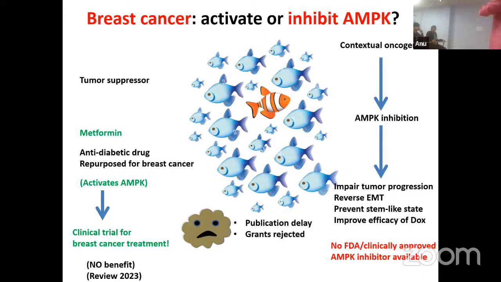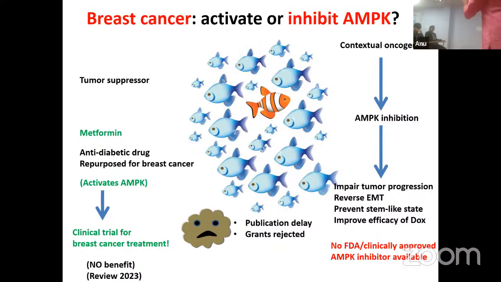The field for 35 years had thought about AMPK as an anti-tumorigenic agent because it's an anti-proliferative agent. Therefore, even today, when our papers go or we write grants, there will be somebody sitting there who will say, but AMPK activation is what the strategy should be in the clinic. But what are we trying to tell? That it's a contextual oncogene. Whenever there is stress, AMPK gets activated. Activated AMPK promotes tumor progression. Therefore, we need to inhibit AMPK. What is a roadblock for this? There is no FDA-approved clinically available drug. So we do not have an inhibitor that we can straight away take to the clinic.